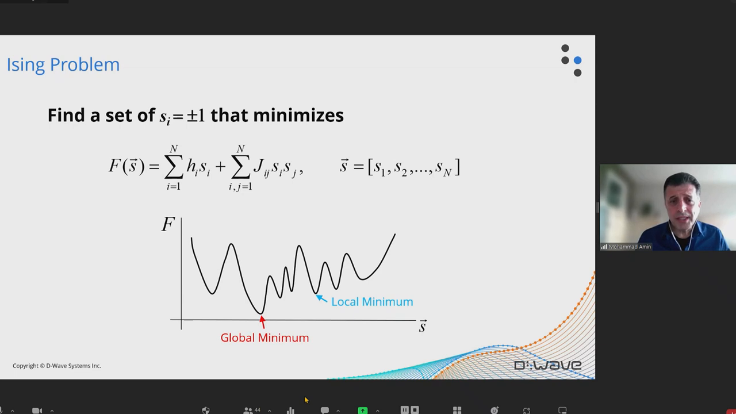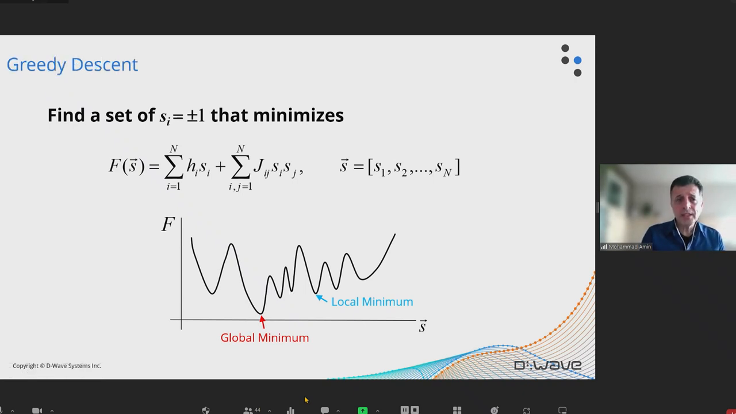The problem we consider is the Ising problem. This is the Ising cost function. The Si are binary variables that can be plus or minus one, and the h and J are just numbers that are the parameters of this cost function. If you plot the cost function versus all the possibilities of S, you will get a complex landscape. I cannot visualize a hypercube, so I'm visualizing it in 1D, but this is not the truth. This function can have a global minimum and local minima, and the goal is to find either the global minimum or one of the lower energy local minima.